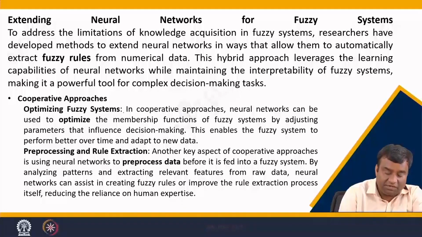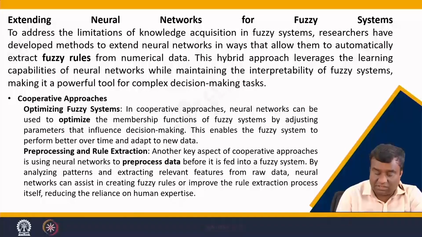Cooperative approaches: optimizing fuzzy systems. In cooperative approaches, neural networks can be used to optimize the membership functions of fuzzy systems by adjusting parameters that influence decision making. This enables the fuzzy system to perform better over time and adapt to new data.